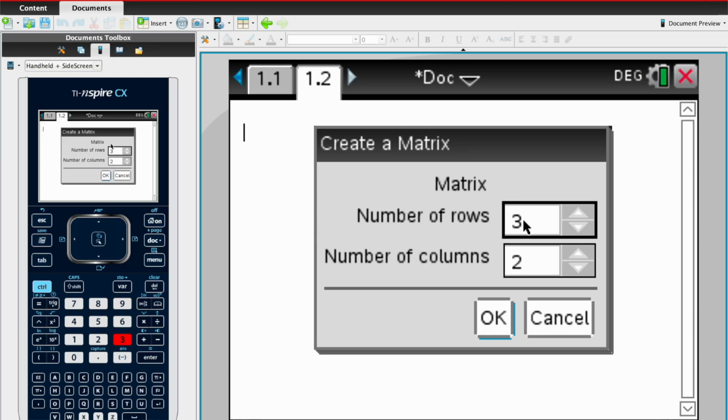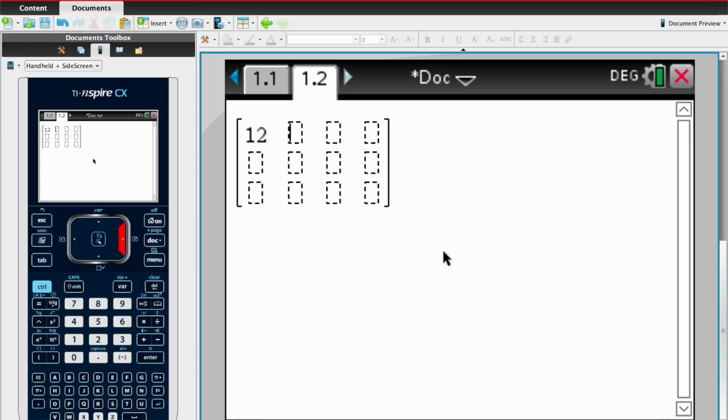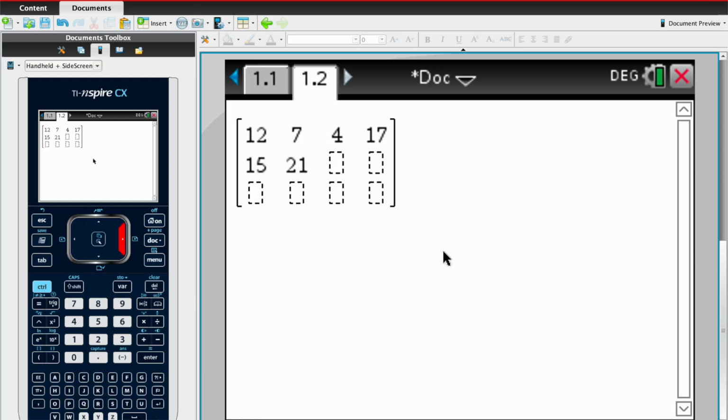3 rows, 4 columns, not including tables. 12, 7, 4, 17. I'm just going to input these really quick. 15, that's the 21 that we found. 10, 12. And then just working on here.